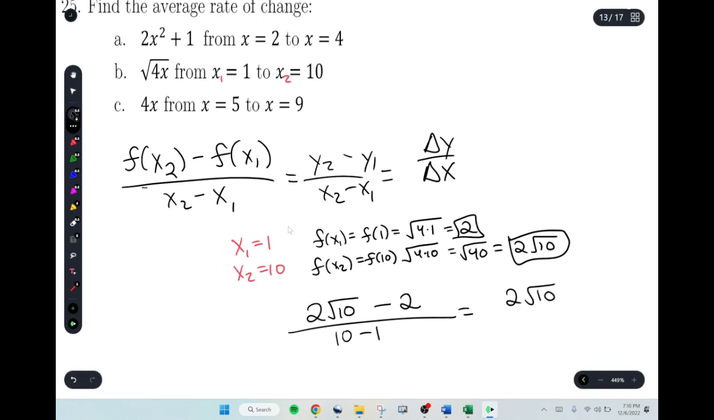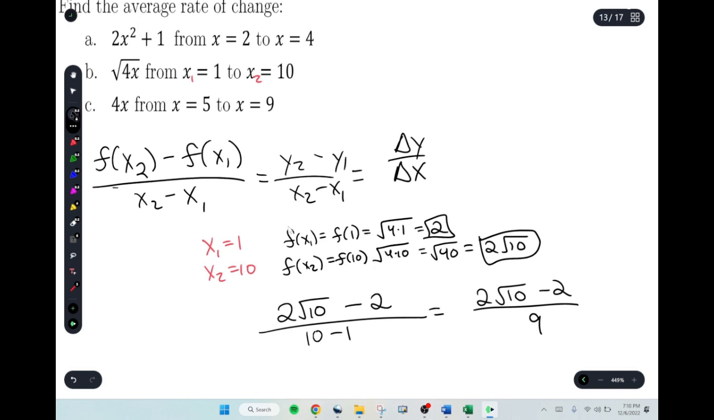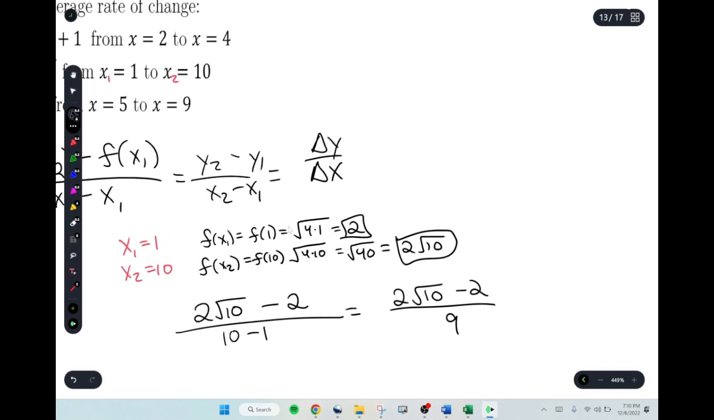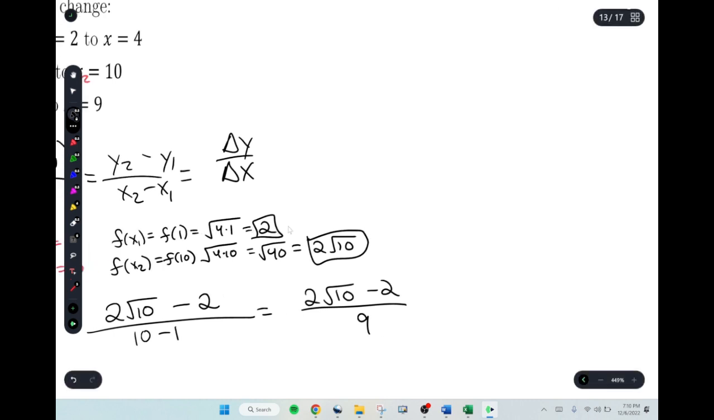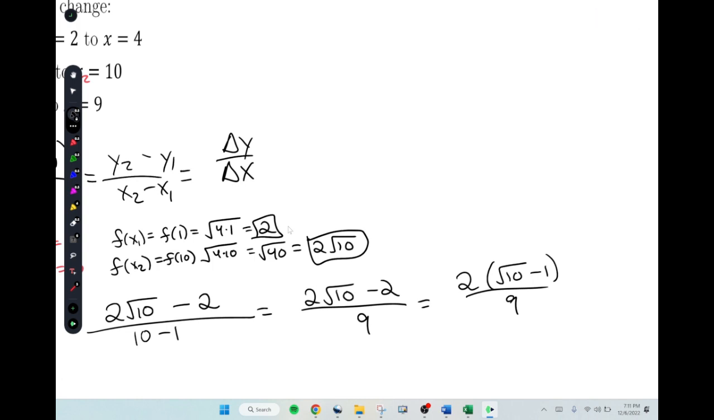Actually, screw it. I'm just going to leave it alone. Over 9. I cannot do anything else. Roots can't combine with not roots, and 2s can't combine with 9s. The only other thing you can maybe do, which, if it shows up, cool, if it doesn't, no big deal, is take that 2 out and be left with 10 minus 1 over 9. That's the only other thing you could do. It's not simpler. It didn't cancel anything out.